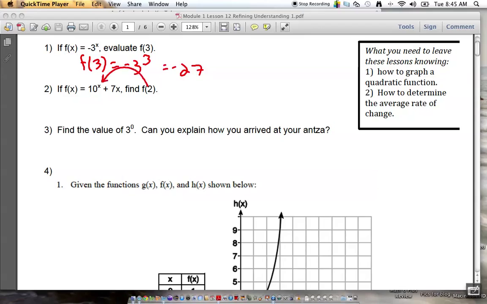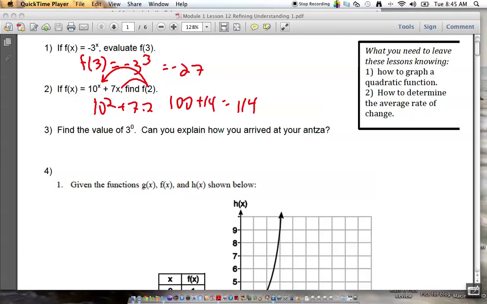Let's plug in a 2 for the input here. I get 10 squared, plus I also got to put it here, plus 7 times 2. Order of operations, I do exponents first. That's 100 plus 14, which is 114. What's the value of 3 to the 0, everybody? 1. Give me a way to explain why 3 to the 0 is 1. Somebody who has not helped yet. Why does 3 to the 0 equal 1?